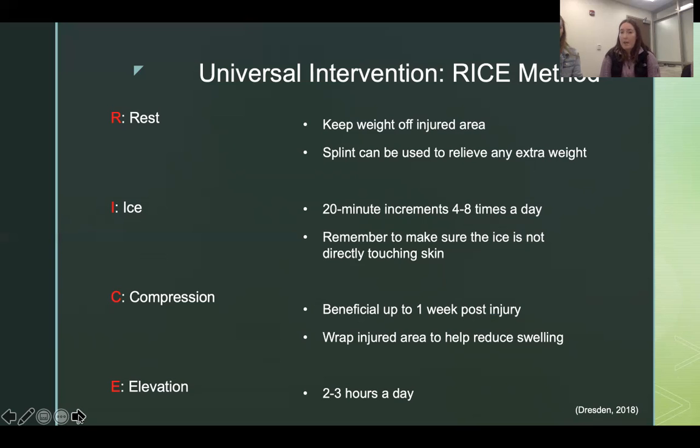You can use a wrap to wrap the injured area to help reduce swelling. You can also use multiple socks. Like if it was specifically not for the AC, you could use socks for an ankle, but just compression of that area. And then for elevation, it's important to elevate for 2 to 3 hours a day.